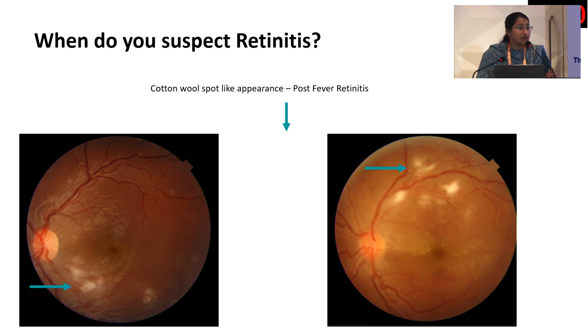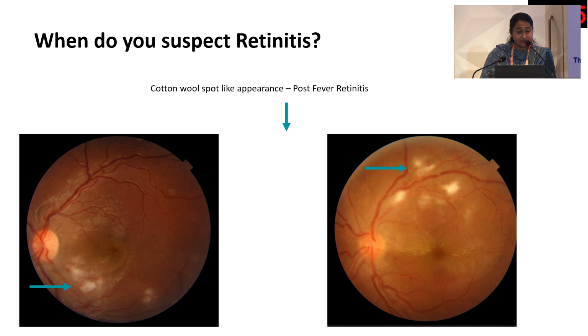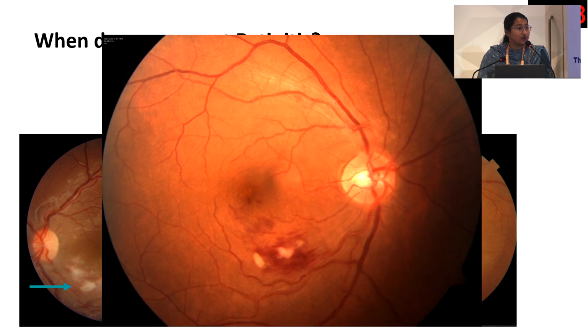Sometimes they may present looking similar to cotton wool spots, such as this case of post-fever retinitis. At this point, I would like to point out they need to be differentiated from normal cotton wool spots. If you see the difference between these two images, the cotton wool spots over here are associated with overlying inflammation and some thickening of the retina. There is presence of fluid or cystic change at the macula. There can be associated hyperemia, whereas in this image, you can see the cotton wool spots are well demarcated. There is some amount of hemorrhage, so this was a case of macular BRVO versus a case of post-fever retinitis.